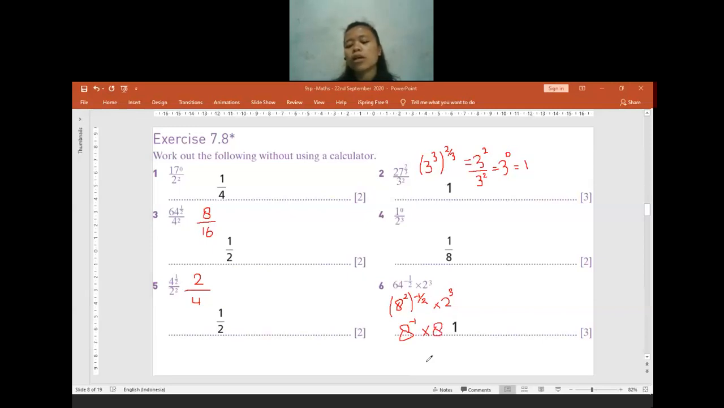So now we have 8 to the power of negative 1 times 2 to the power of 3, which equals 8. There is no number, which means there is a hidden power, which is power 1. For multiplication, we can add the powers, becoming 8 to the power of 0. Everything to the power of 0 equals 1. You can use your own method, because I know there will be another method, like 2 or 3 different methods. But the final answer will be 1.